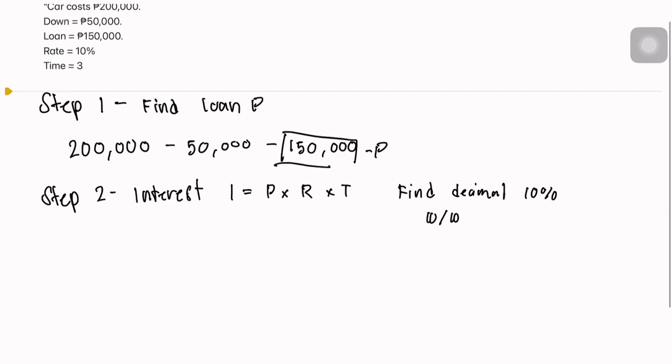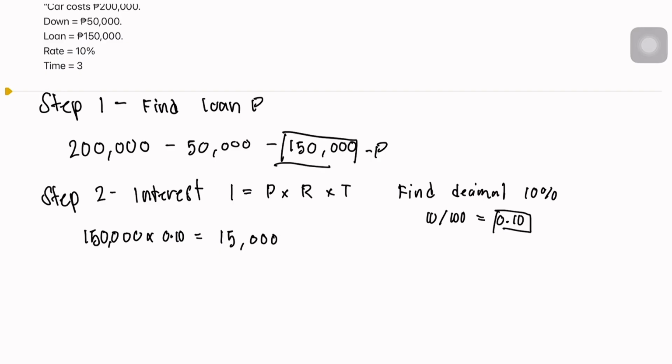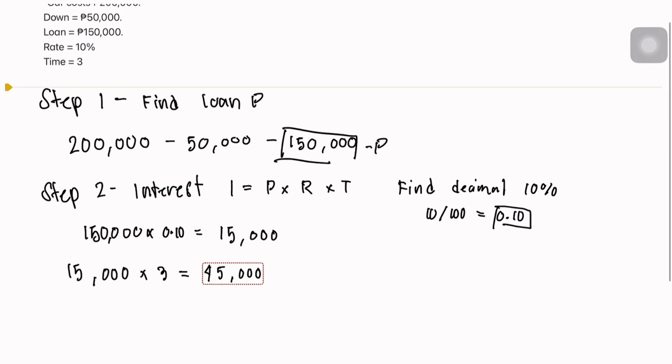So 10 divided by 100 is equal to 0.10. Now we have our decimal. Now let's proceed to substituting the values to the formula. For our P, 150,000 times 0.10 is equal to 15,000. Now 15,000 multiplied by our time, which is 3, is equal to 45,000. Now we have our value of our interest.